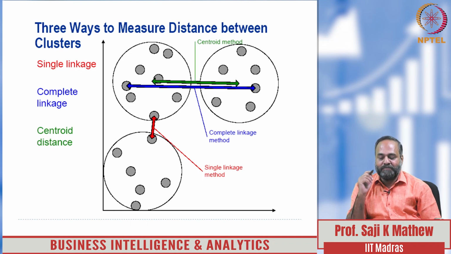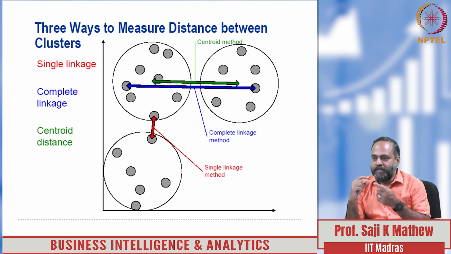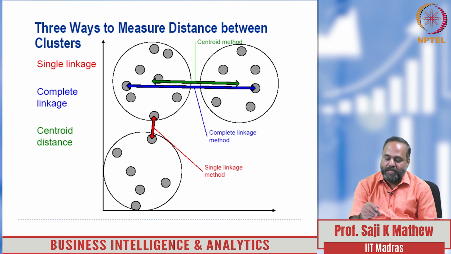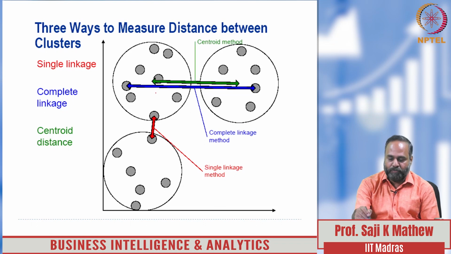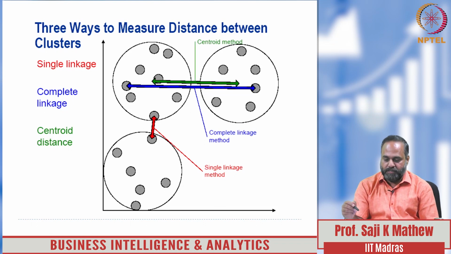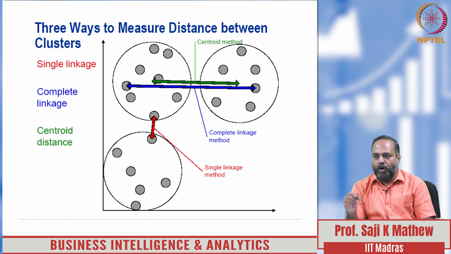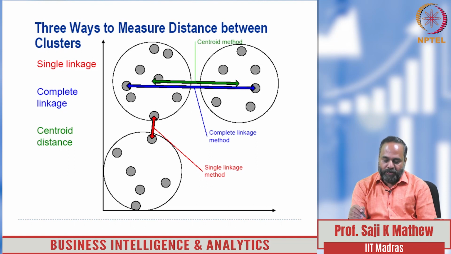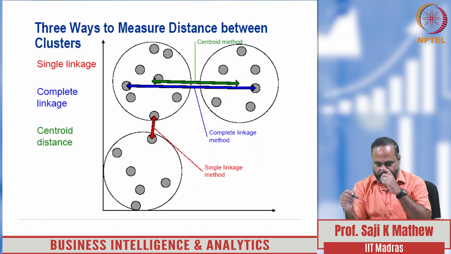Looking at the colors, you understand what principles are used. Single linkage means the red line. The distance between two clusters is the distance between the nearest objects in the clusters. Each cluster has a given number of objects. The small gray circles are actually objects that belong to a particular cluster. The circles are the clusters, and based on distances they have been formed into clusters.